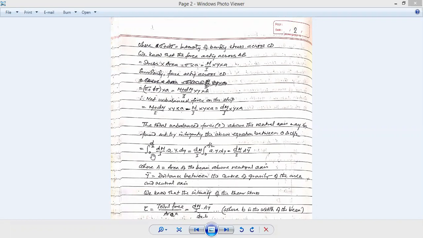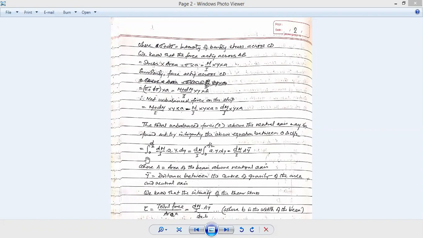I repeat, if we integrate, here we have the difference of the bending stress across the section, across two adjacent sections, and the net unbalanced force on the strip is equal to dM by I, y into a. Now, this is only for a strip acting above the neutral axis. So we have to know the total unbalanced force above the neutral axis.